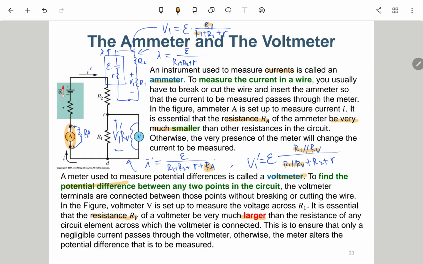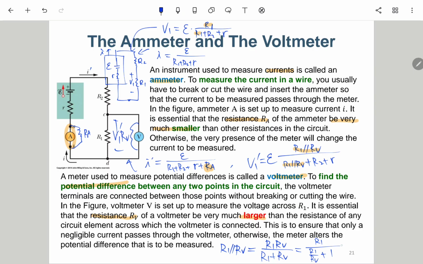If you still remember, the parallel equation is R1 parallel RV equals R1 times RV over R1 plus RV. Here, if RV is very large, it will be R1 over R1 over RV plus 1. So we don't make any approximation yet. We just divide RV on the top and on the bottom.